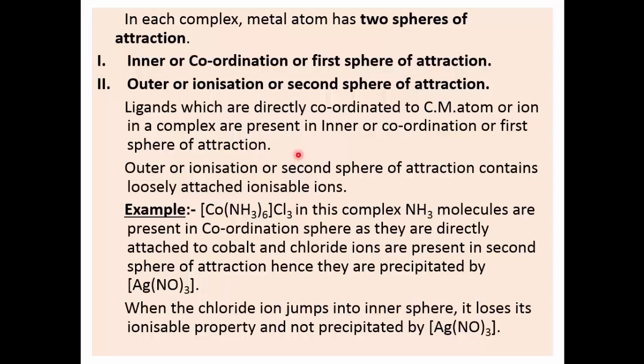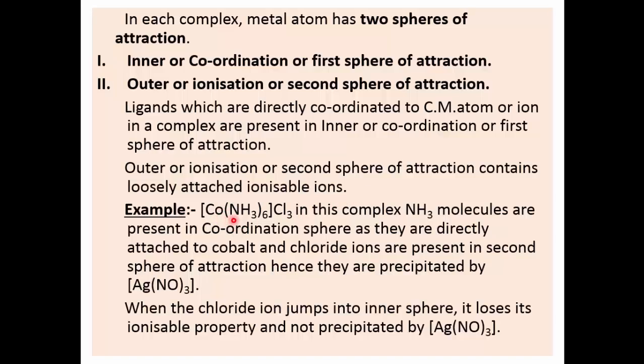That means the ions which are written in square bracket are present in the inner or coordination or first sphere of attraction. While the second one, outer or ionization or second sphere of attraction, contains loosely attached ionizable ions. That means the ions which are written outside the square bracket are present in the outer or ionization or second sphere of attraction. Let us explain these two spheres with the help of this Werner's compound.